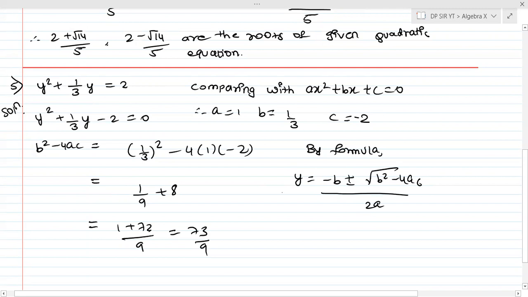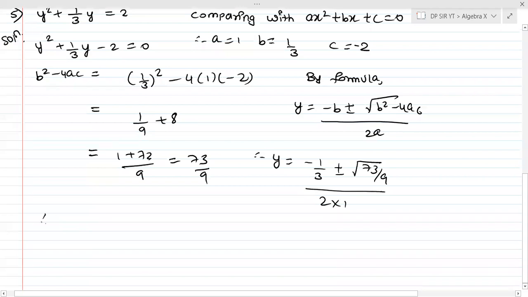So now there is no choice. You need to substitute the way it is. Therefore, y is equal to minus 1 by 3 plus or minus under root of 73 by 9 upon 2 into 1. Okay, that is 2a. If you don't recollect, just have a look at the formula. Therefore, the maximum thing I can do is write it as minus 1 by 3 plus or minus 1 by 3. I can take outside and in the root it will be 73. The 2 comes below as it is.